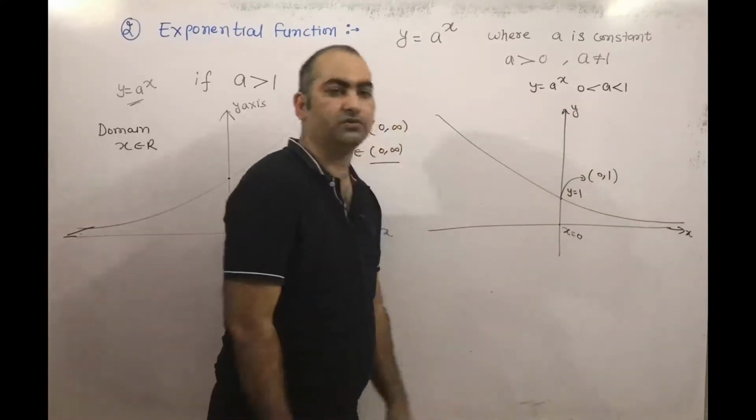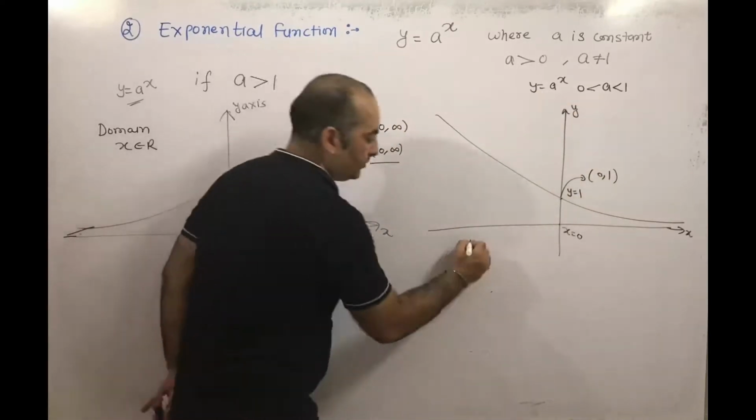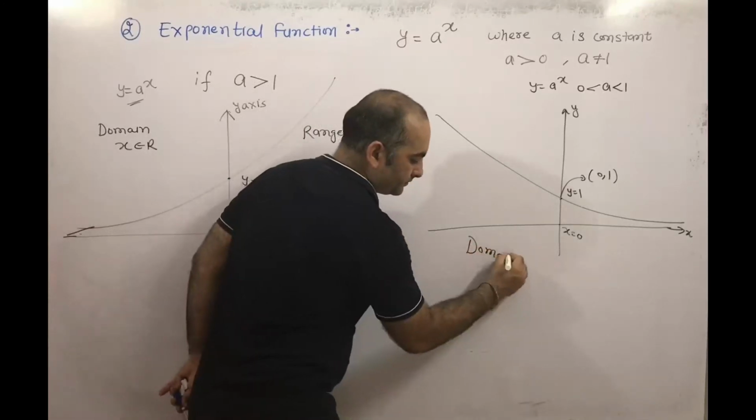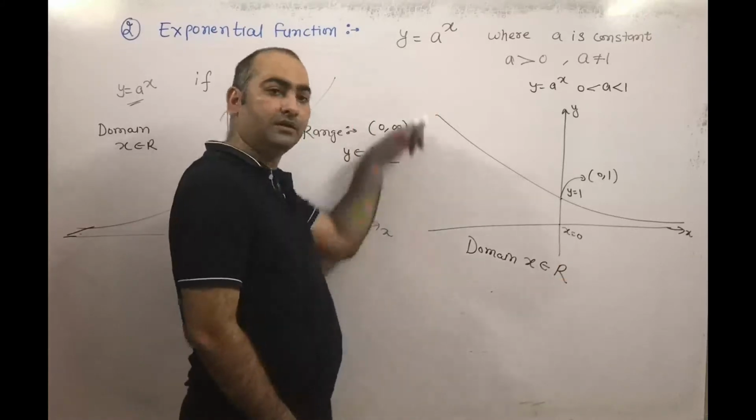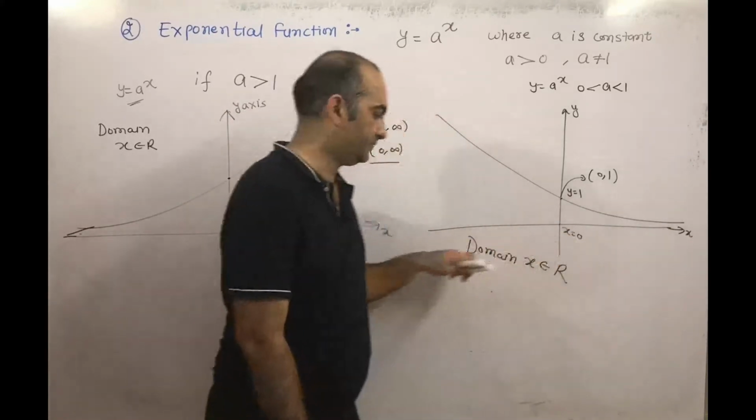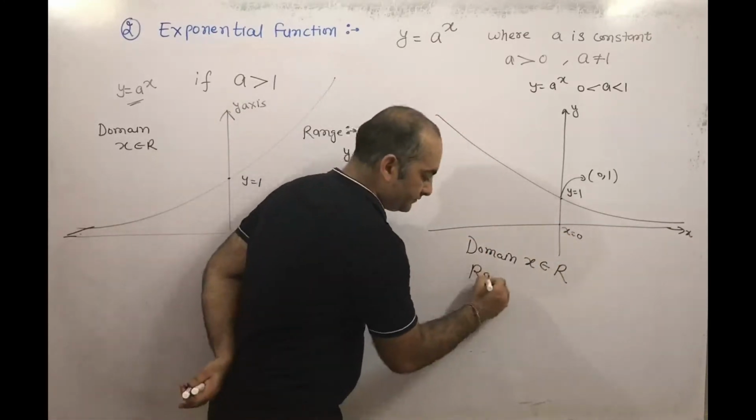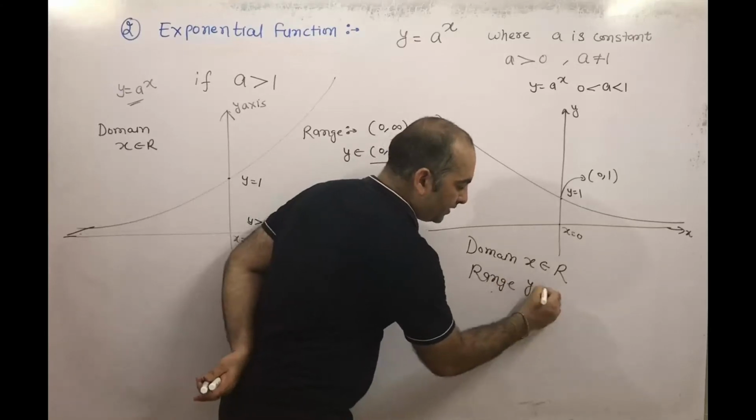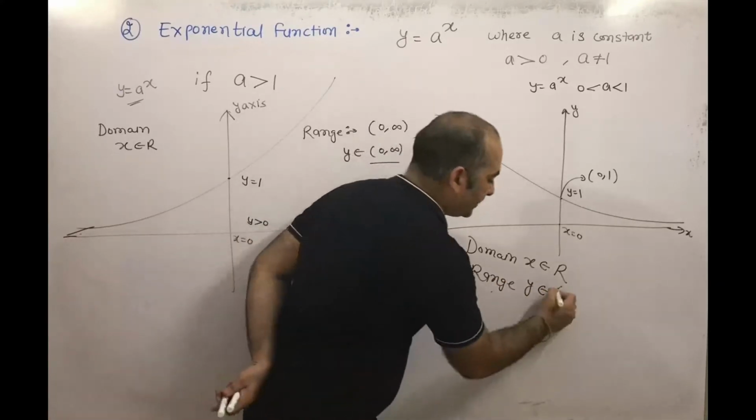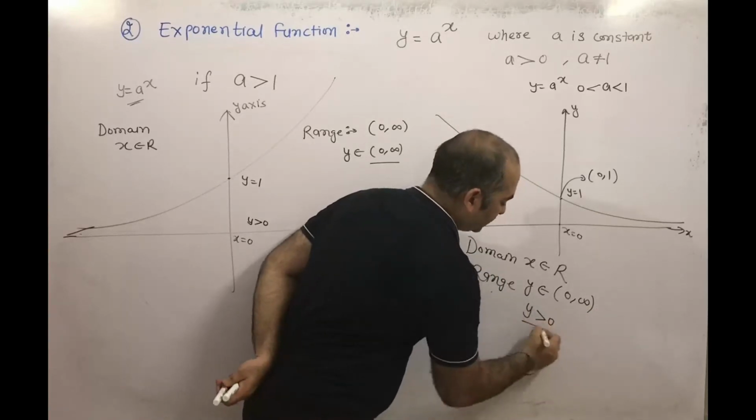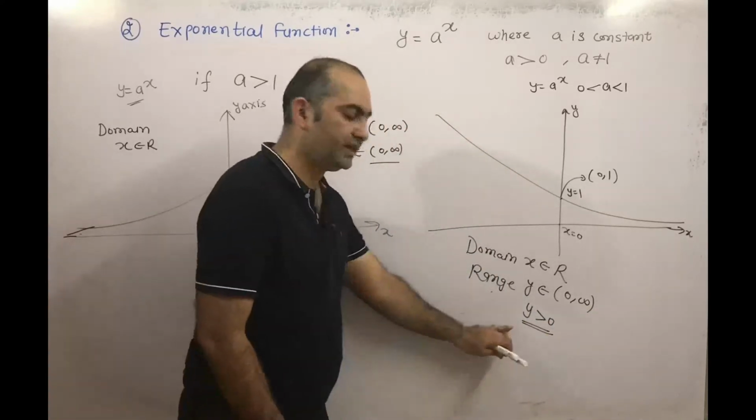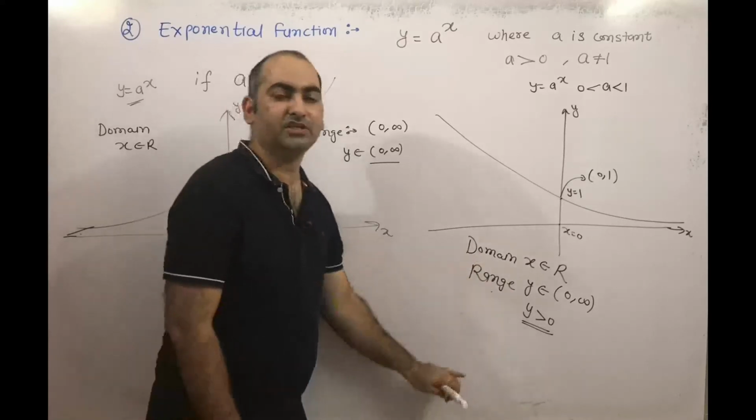For this function also, the domain is x belongs to R, because this graph will cover the entire x-axis. And the range is y belongs to the open interval 0 to infinity, or we can say y is always greater than 0. So this is your range and this is your domain. So the exponential function is this one.